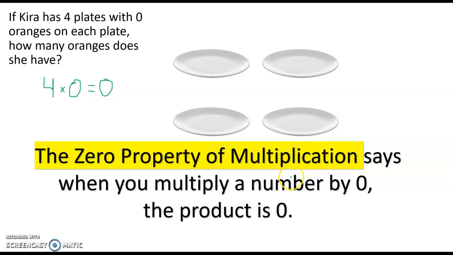The 0 property of multiplication says when you multiply a number by 0, the product, or the answer, is 0. So anything times 0, or 0 times anything, equals 0. If you see a 0, you already know your answer, or your product, is going to be 0.